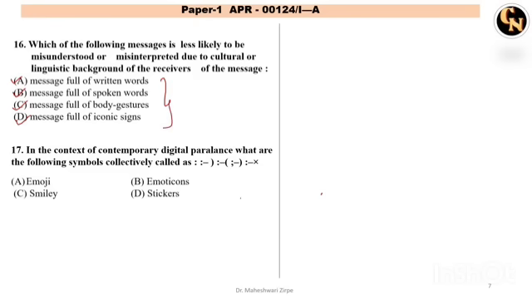Now the next question is, in the context of contemporary digital parlance, what are the following symbols collectively called? We use these on our mobiles, correct? We use such collective symbols when we are texting.